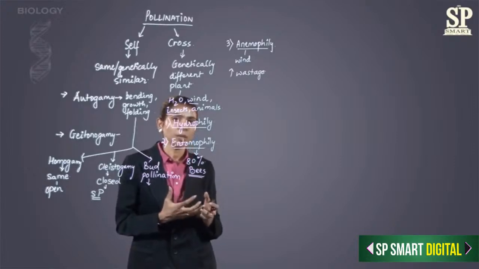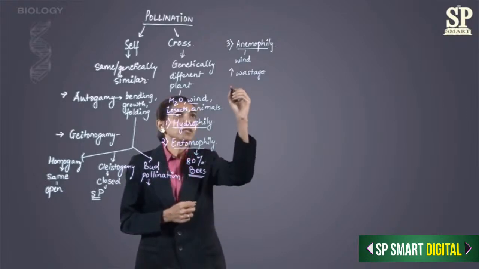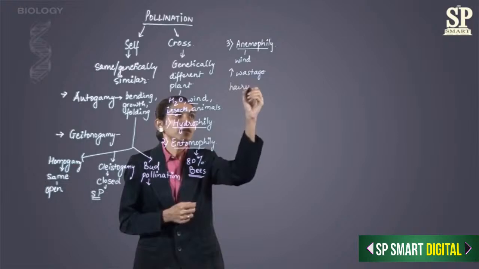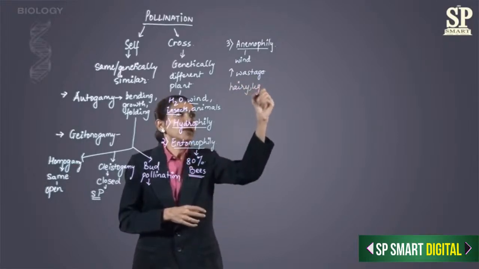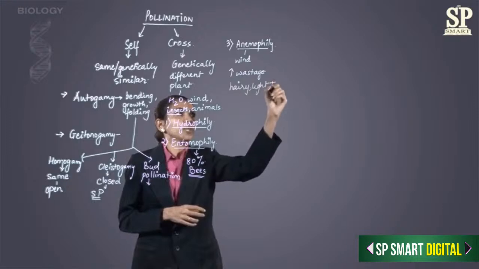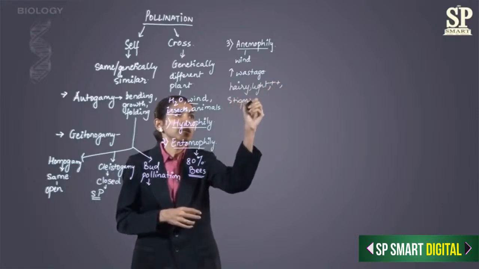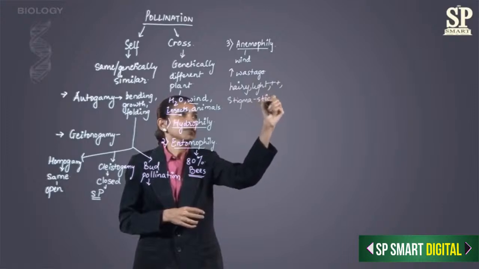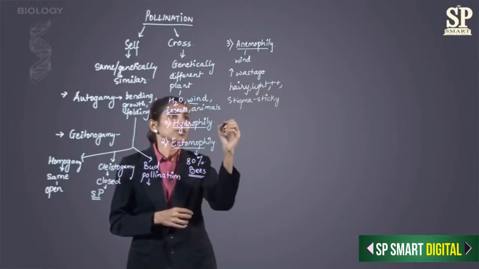How will the stigma be? The stigma will be either dry or it is mostly sticky. The pollen grains are a little hairy so that they can get attached to the stigma. They are hairy, light, produced in plenty, and the stigma is sticky. So that was about anemophily, that is wind pollination.